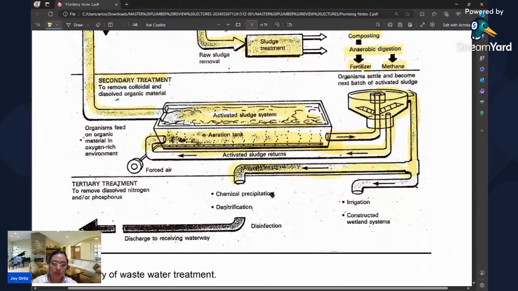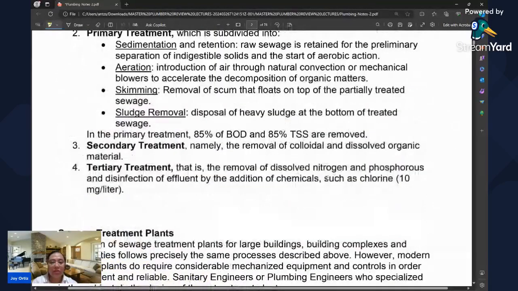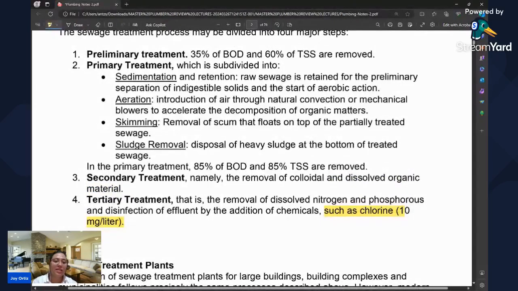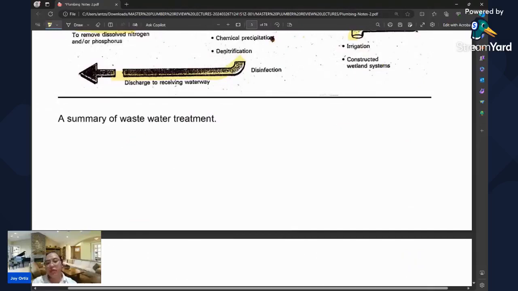This is the chemical precipitation and the nitrification, disinfection. Then dito naman yung part ng irrigation, constructed wetland systems, and discharge to receiving water. And that's the tertiary treatment to remove dissolved nitrogen and or phosphorus. Usually, saan po tayo gumagamit ng chlorine? Balikan natin dito. So, gumagamit po tayo ng chlorine sa tertiary level na po, or sa tertiary treatment na po. So, sa primary, ulitin lang natin para maalala po natin ano yung 4, that's sedimentation, aeration, skimming, and the sludge removal. Okay. So, that's for the summary of wastewater treatment.